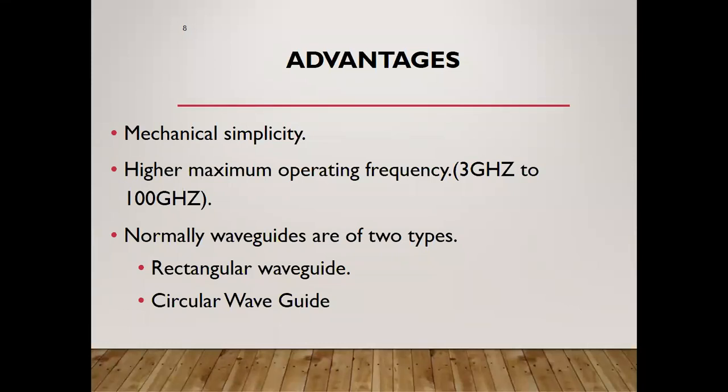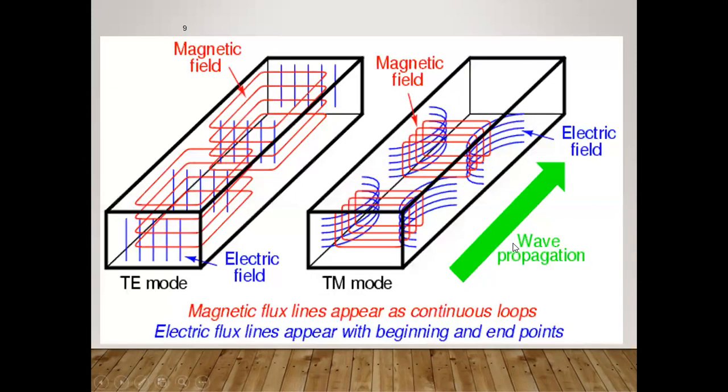Next, we know very well, just now we have seen the types of waveguides. The most widely applicable or useful waveguides are the rectangular waveguide as well as the circular waveguide. Rectangular as well as circular waveguides. Now come towards the next.